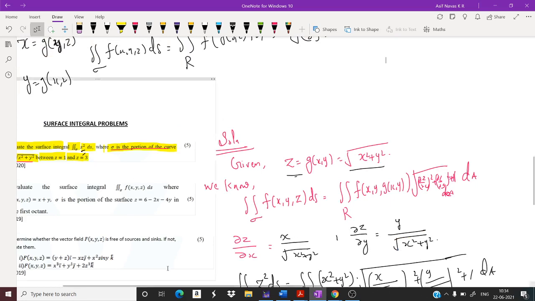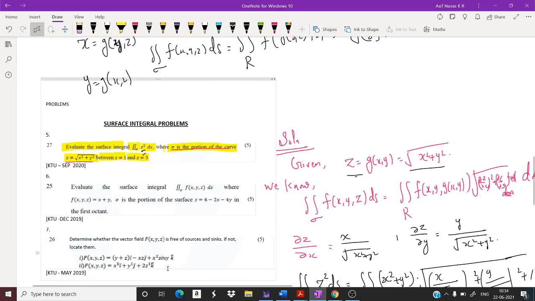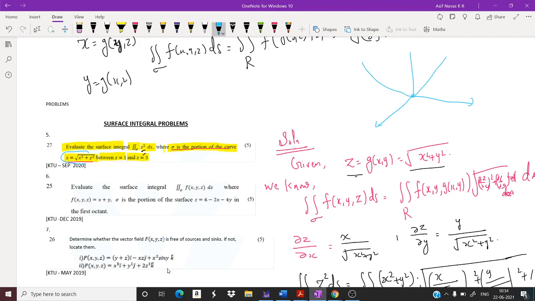In order to integrate, first we have to find the region of integration. So what is the region of integration here? Actually sigma is a portion of the curve, something like a cone, right? z must always be positive. And it is cut by the planes z equal to 3 and z equal to 1. So we will get circles here, and their image on the xy plane.